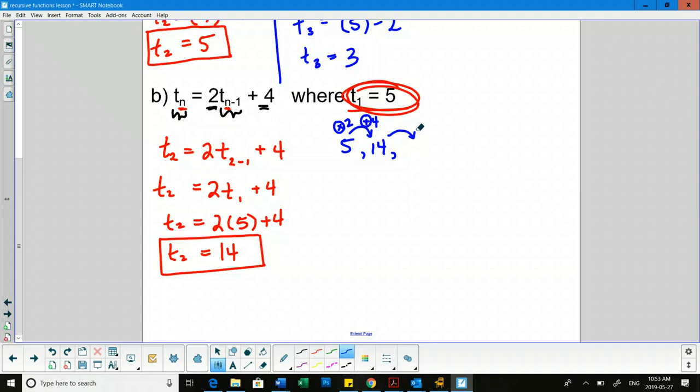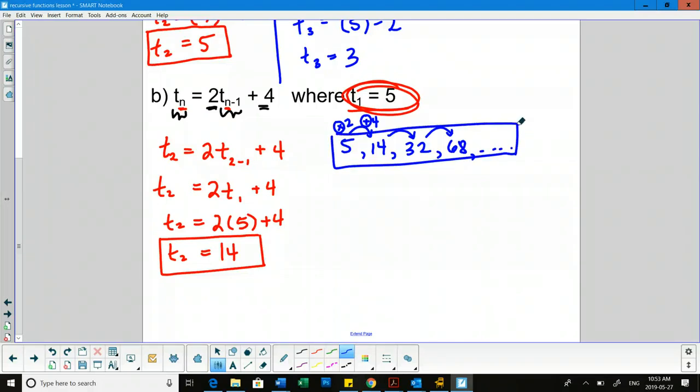28. And then we're going to add 4, which gives us 32. Okay. And then to get our next term, we're going to multiply by 2. What does that give us? And then add 4? 68. Great. Good. So those are our first 4 terms.